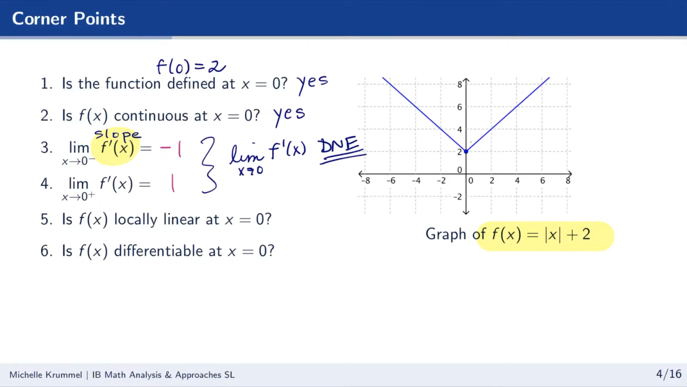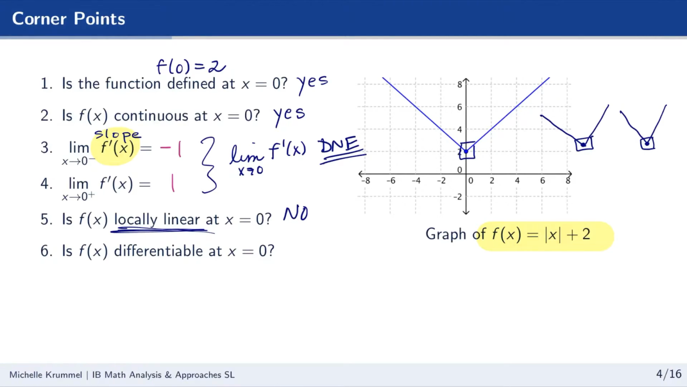So let me clear some of this away. If we were to zoom in on the graph right here, what would it look like? It would still look like a V. And if I were to zoom in on that point and blow that up, what would it look like? It would still look like a V, right? No matter how close you zoom in on that, it's never going to look linear. It's always going to look like it has a V shape to it. It has a corner point. We call that a corner point, like a sharp turning point. So no, it's not locally linear.